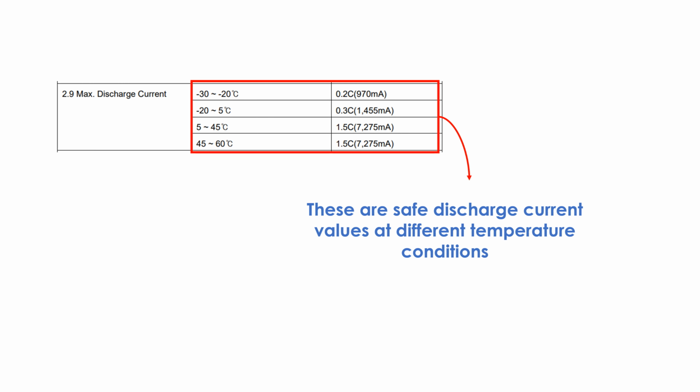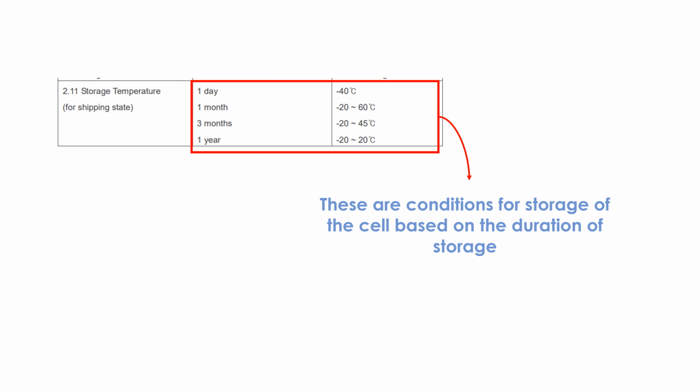These are safe discharge current values at different temperature conditions. These are conditions for storage of the cell based on the duration of storage. Finally, the customer needs to operate the cell using manufacturer specified conditions for safety and warranty.